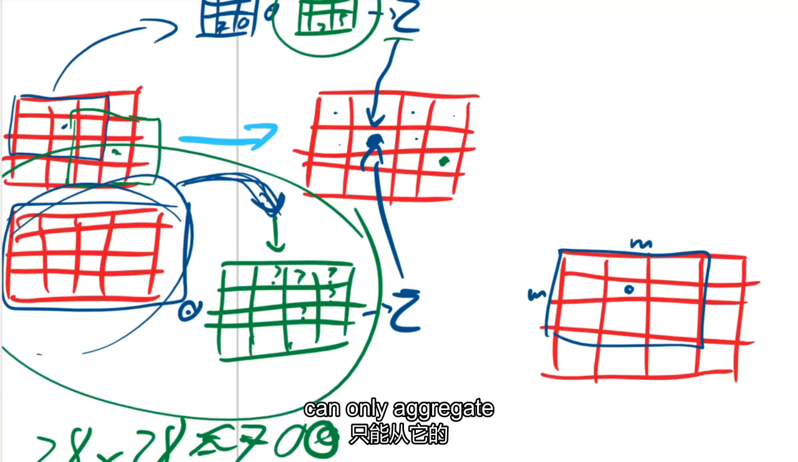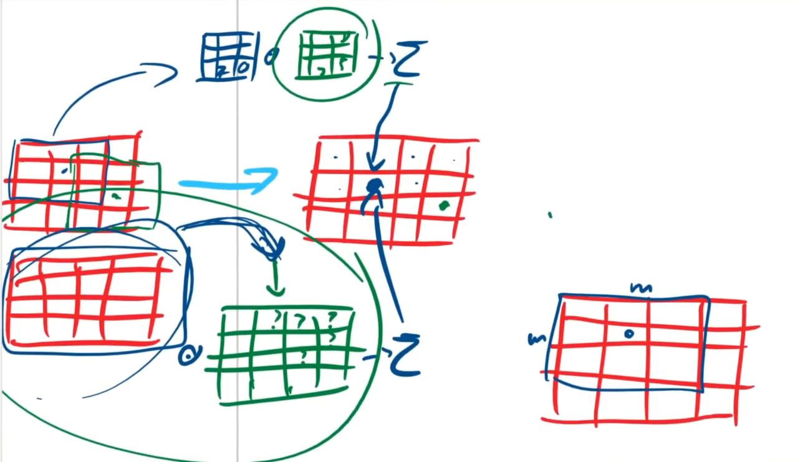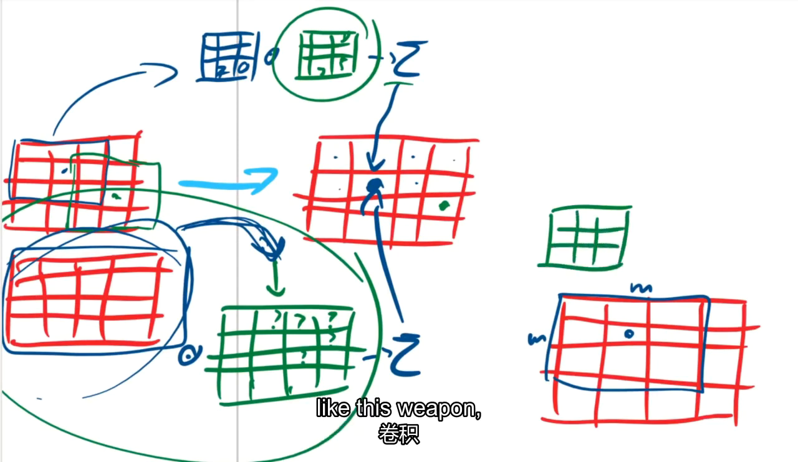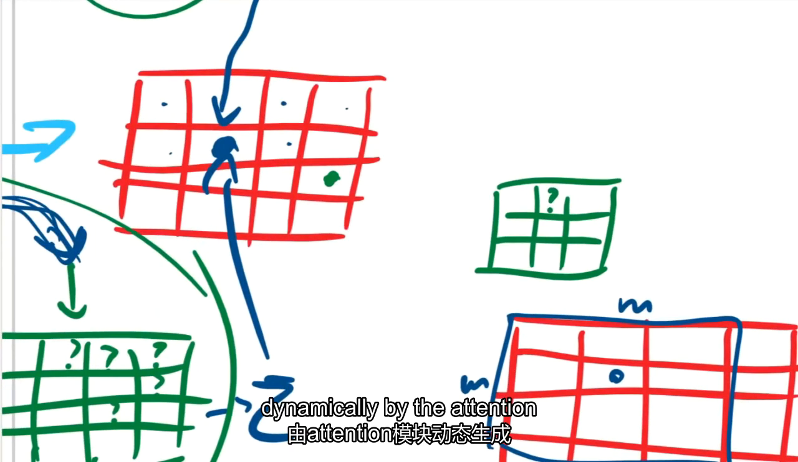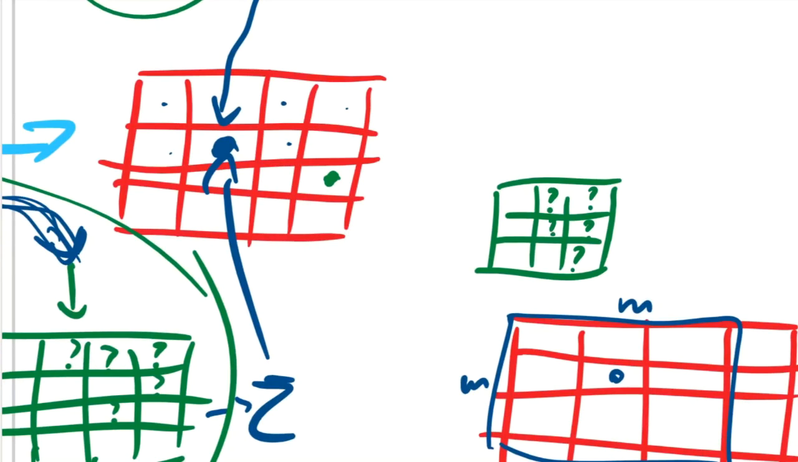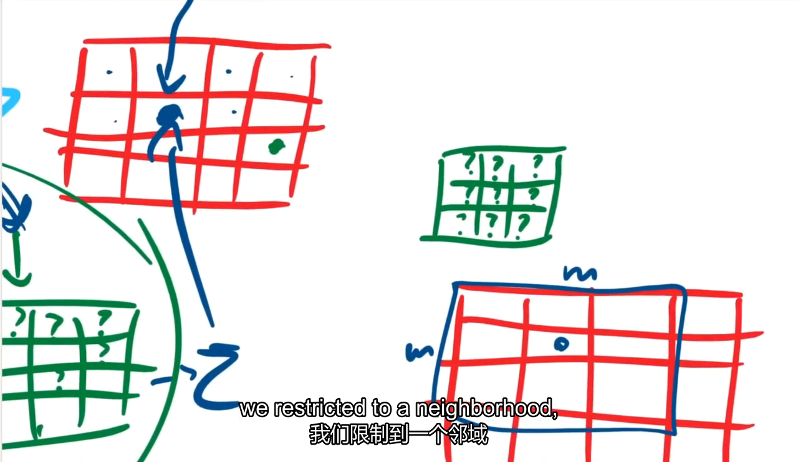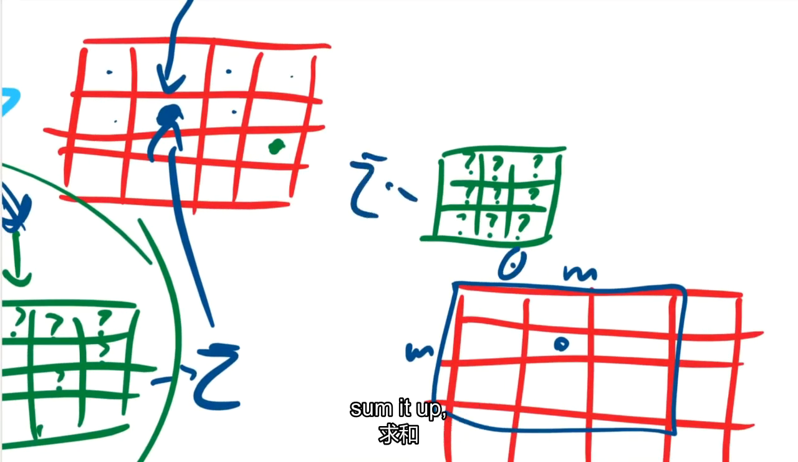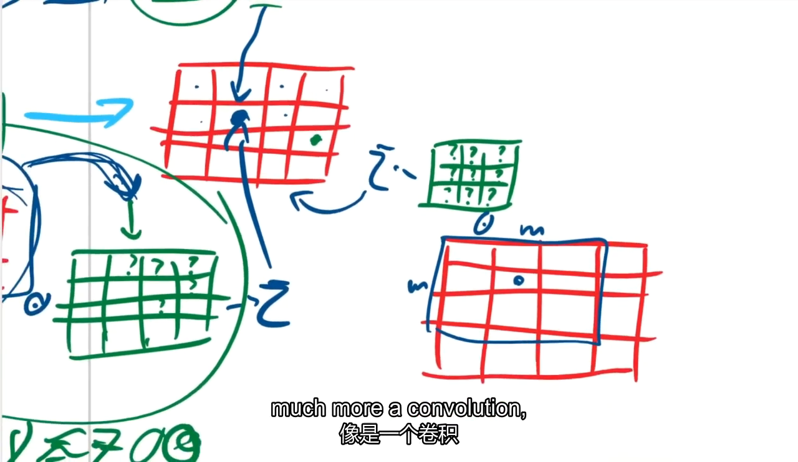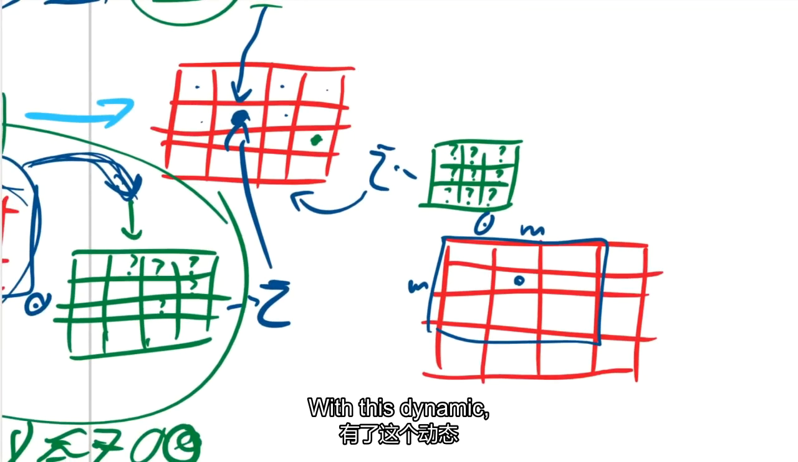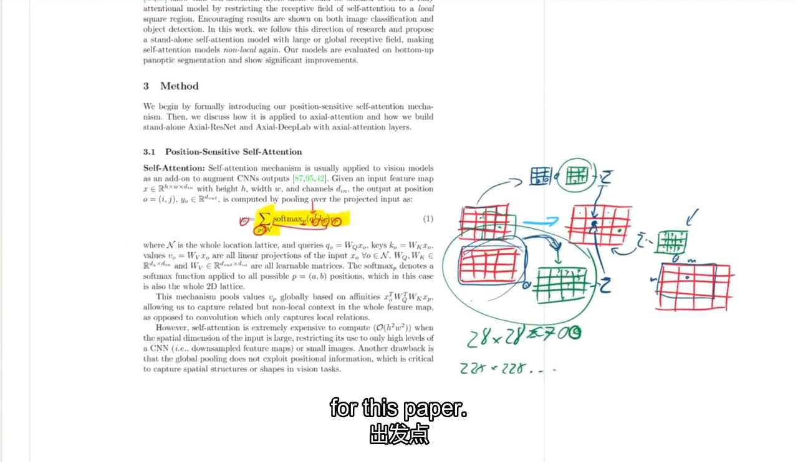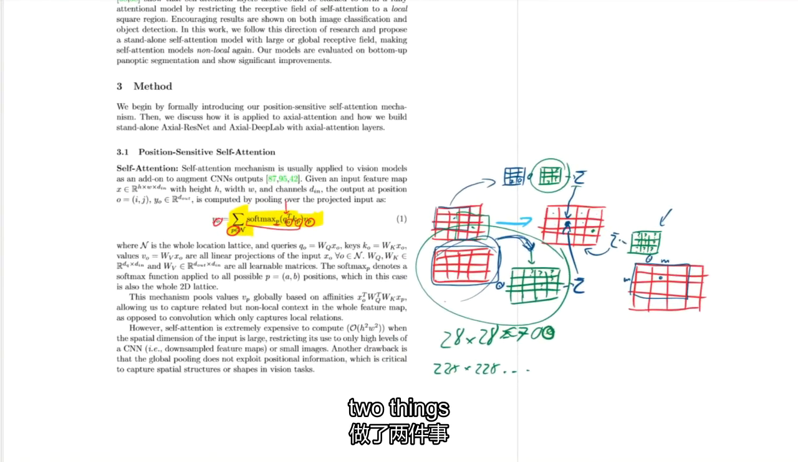So a pixel can only aggregate information from its neighbors, but contrary to a convolution, how it aggregates the information, what in convolution would be a kernel, is made dynamically by the attention module. And it's made dynamically on a case-by-case basis. So we restrict it to a neighborhood, multiply, sum it up, and then put it into the output. And we do that for every pixel. Now it resembles a convolution much more. It's simply a convolution with this dynamic matrix right here. And that's the starting point for this paper. So this paper does two things to this.